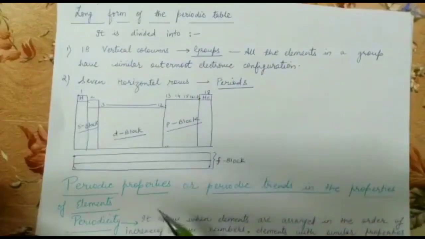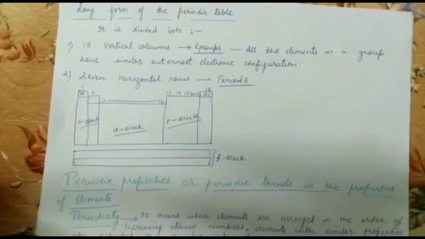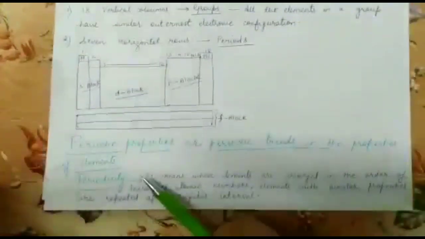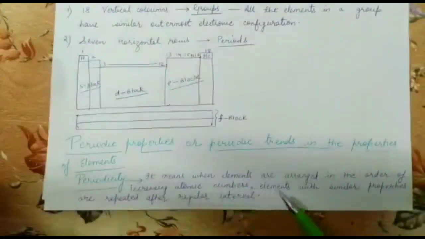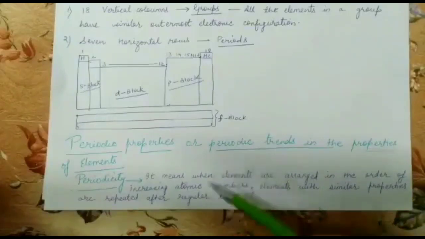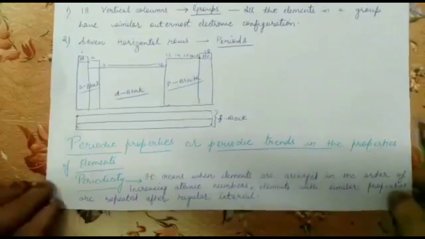Now let's begin with the periodic properties or periodic trends in the properties of elements. Now there is one word, periodicity. What is the meaning of periodicity? It means when elements are arranged in the order of increasing atomic numbers, elements with similar properties are repeated after regular intervals. So what is the meaning of periodic? Repetition of a particular thing after a regular interval.